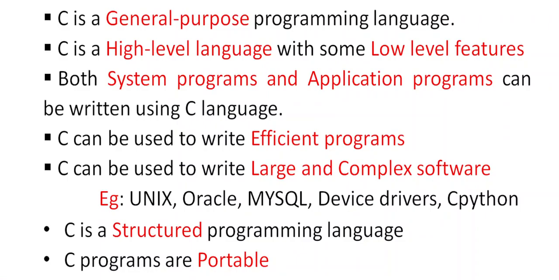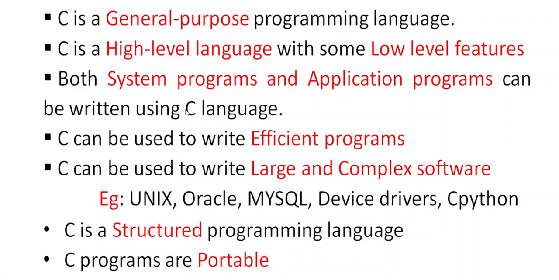C is a high level language with some low level features. High level language means how far it is from the hardware. Usually, if a language is totally dependent on the hardware, it is called a low level language. If the language is independent of the underlying hardware, then it is called a high level language. C is also a high level language, but it has some low level features which allow you to write efficient programs. It can be used to write both system programs and application programs.